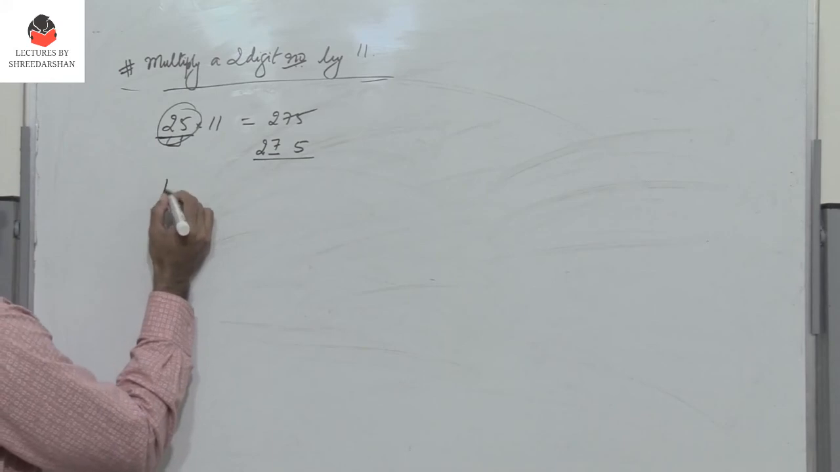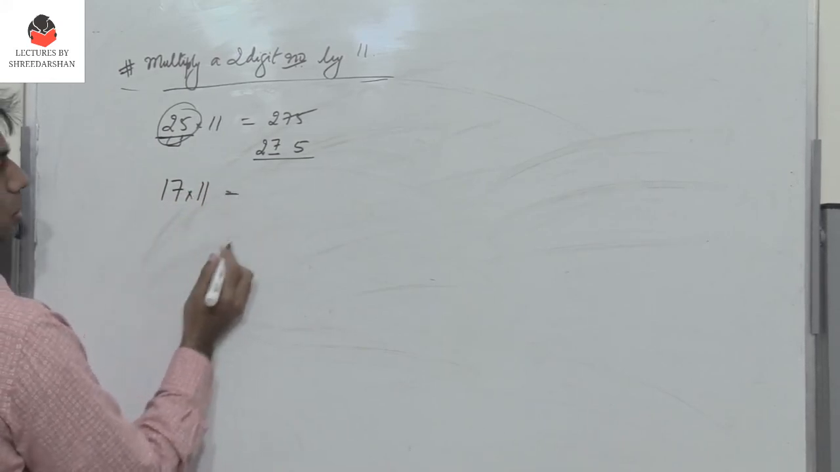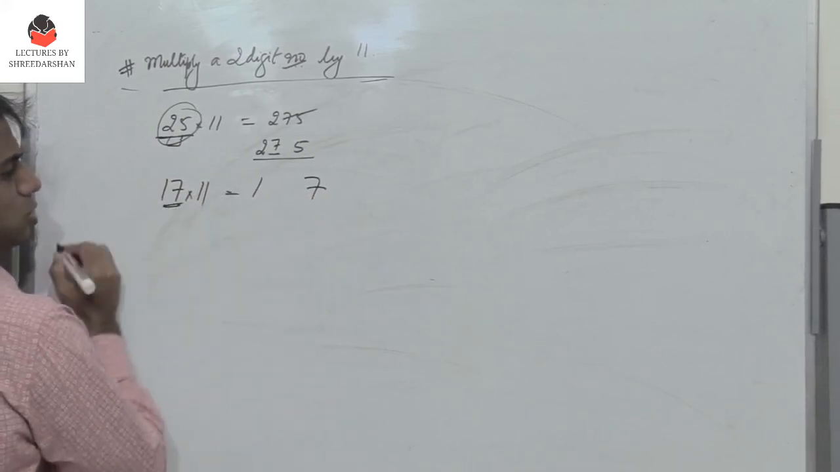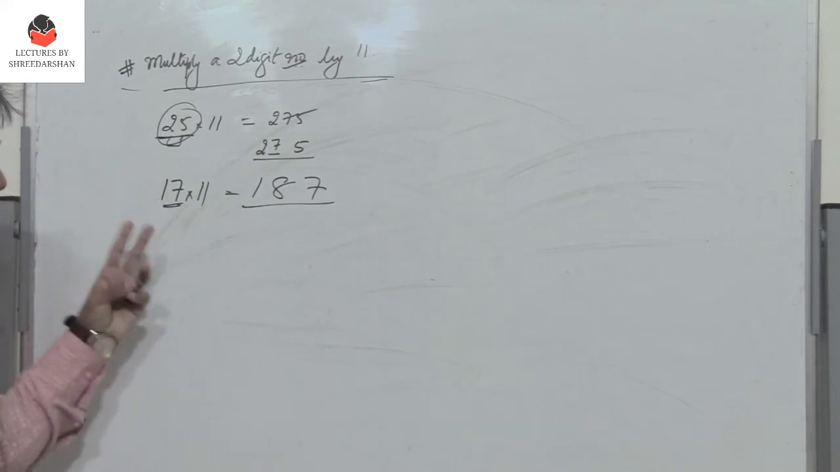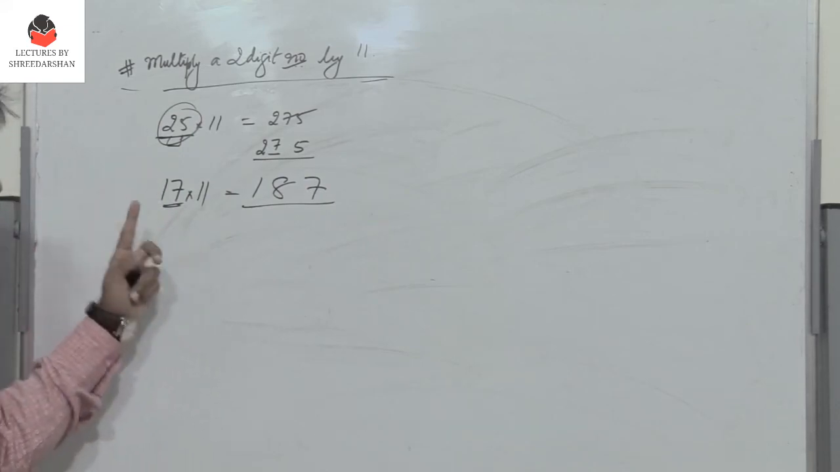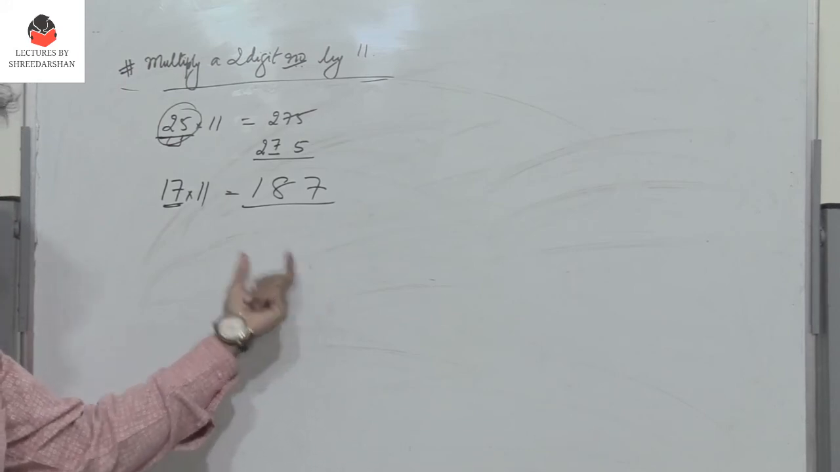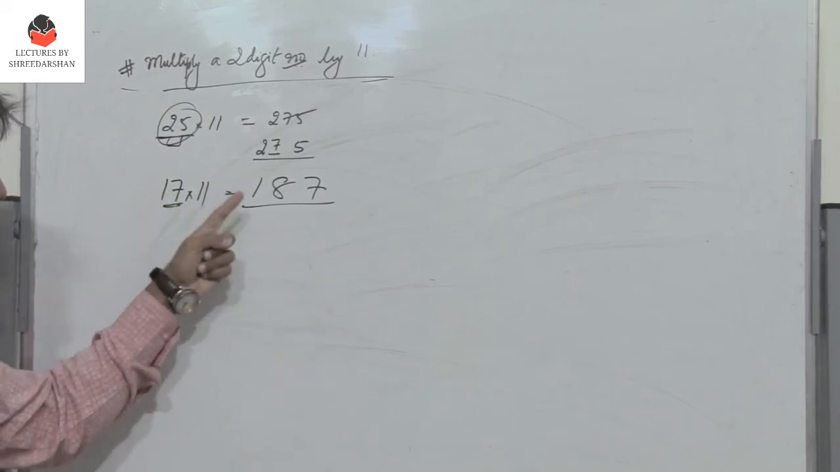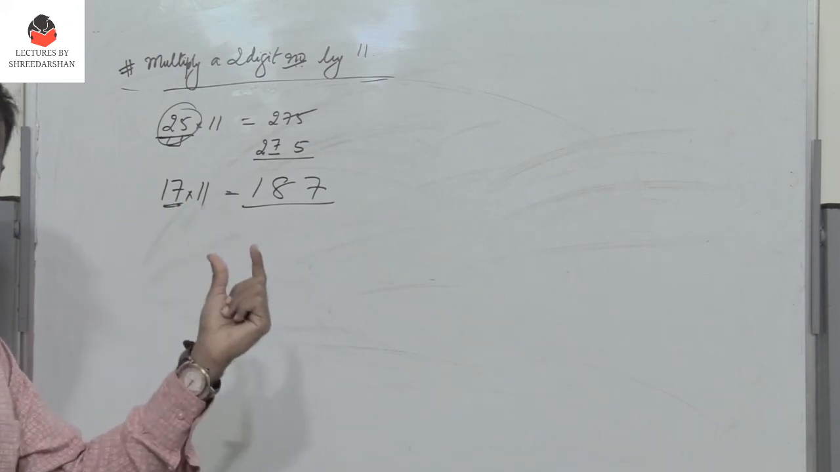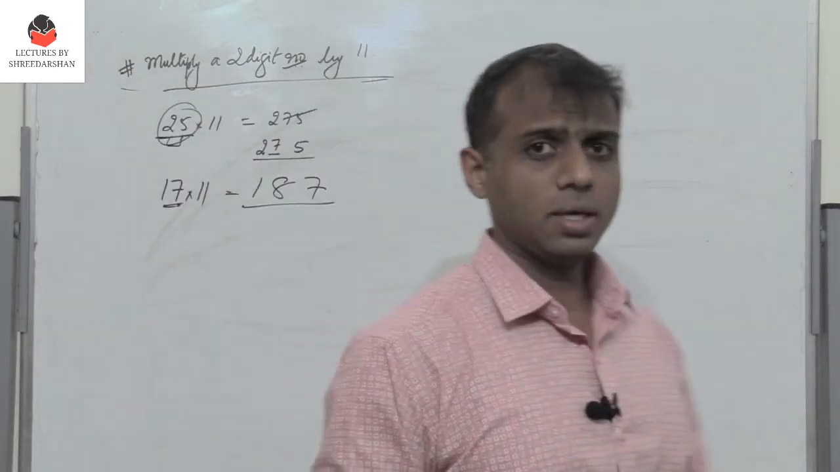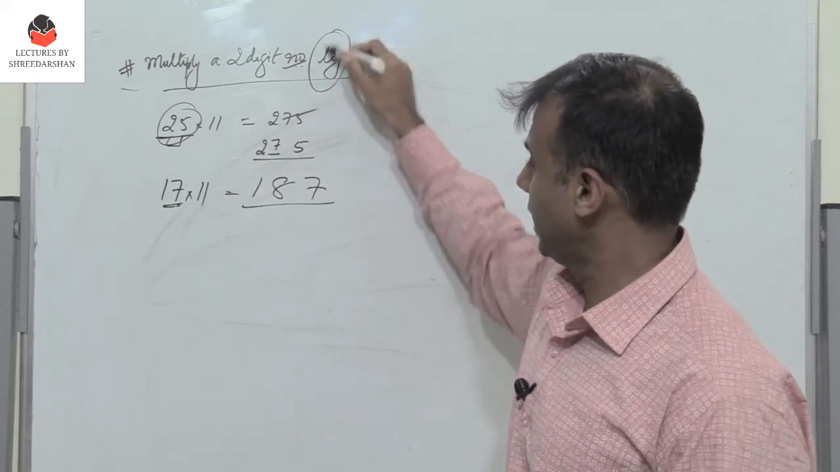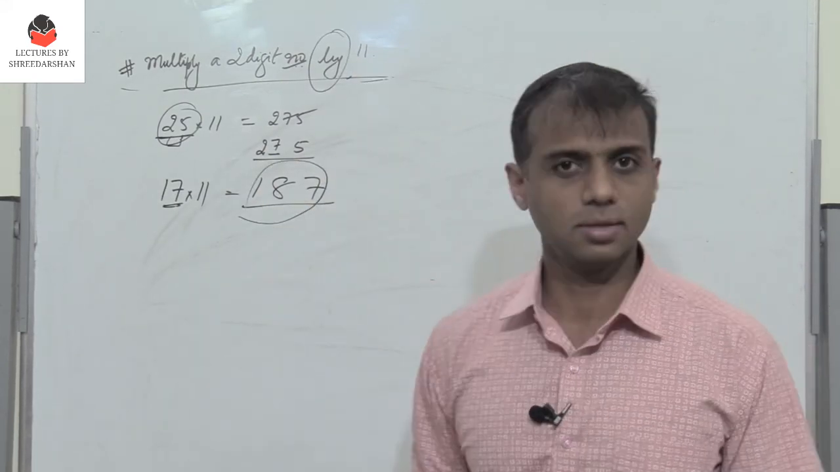Let's take another example. Say 17 into 11. I write 17, add these two digits, which is 8. 187 is the answer. So I can go on taking examples. Any 2-digit number into 11: write those two numbers with a gap in between, and then add these two digits. You write that in the gap, in the blank space, and you would get the answer. It's so easy to find the multiplication of any 2-digit number by 11. You get the answer within seconds.